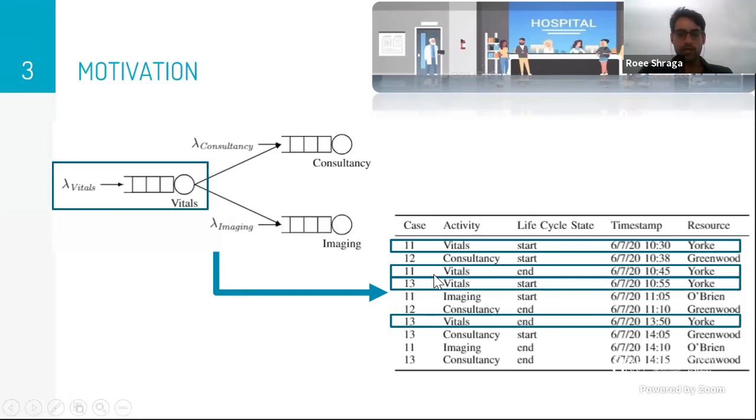As a final note, there are 2 types of arrivals into the system, namely external and internal. For example, the vitals step can only have external arrivals, while the imaging step can have both external arrivals and internal arrivals. For the internal arrivals, we assume that the transition times are negligible. For example, once patient number 11 completed the vital step, she directly arrives at the imaging step.